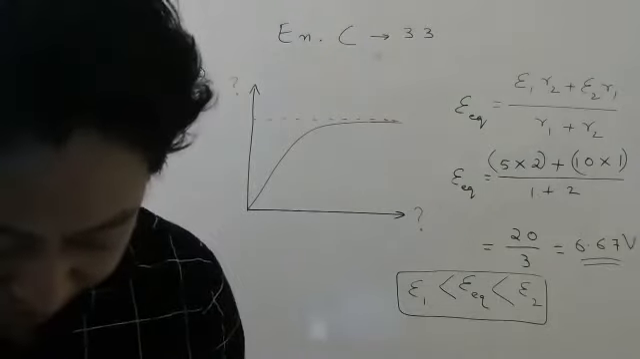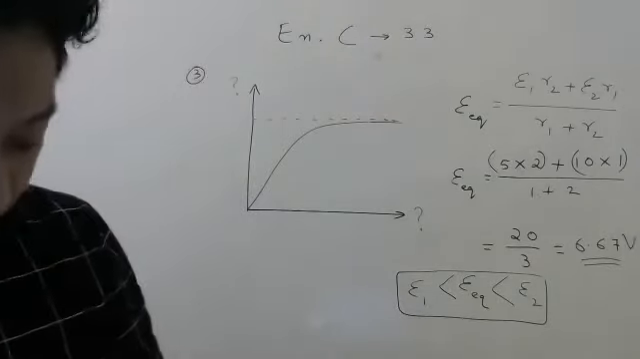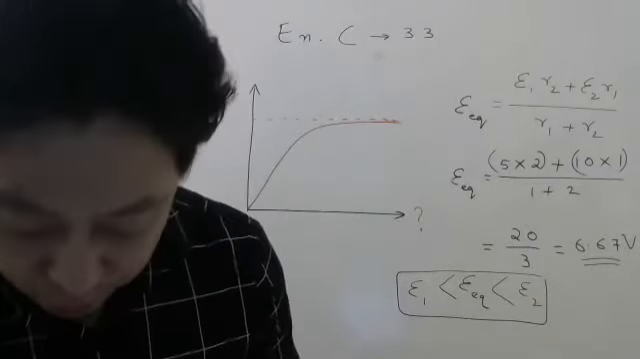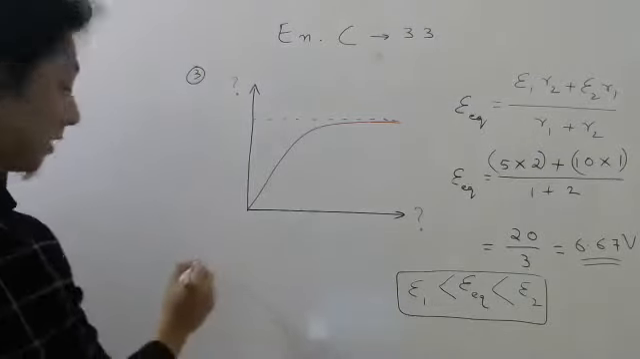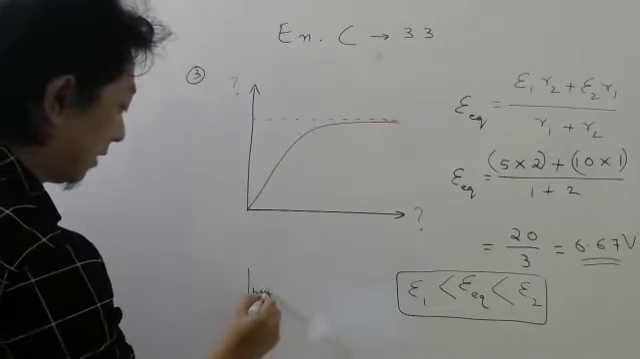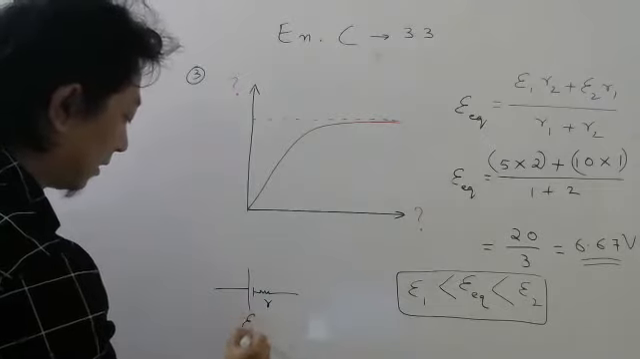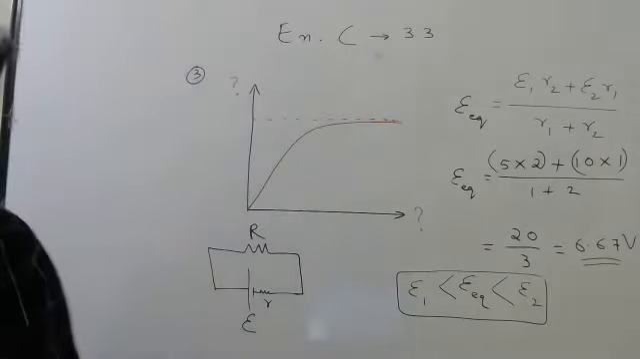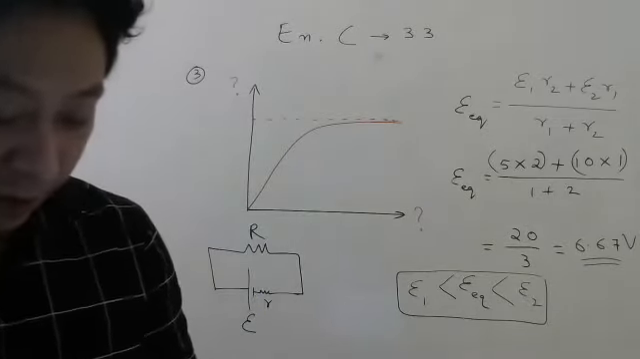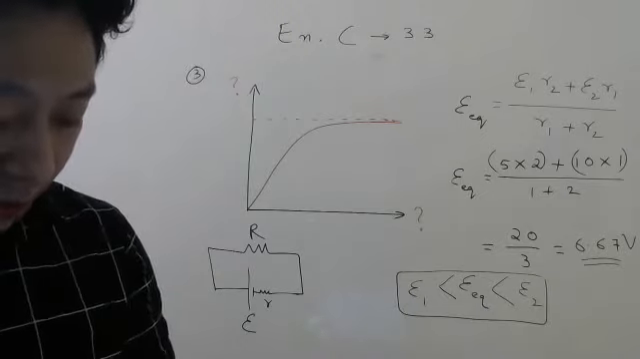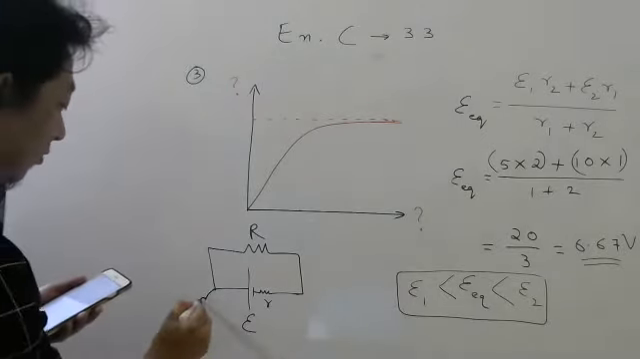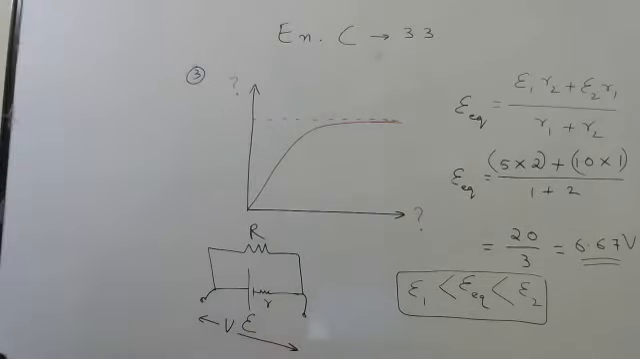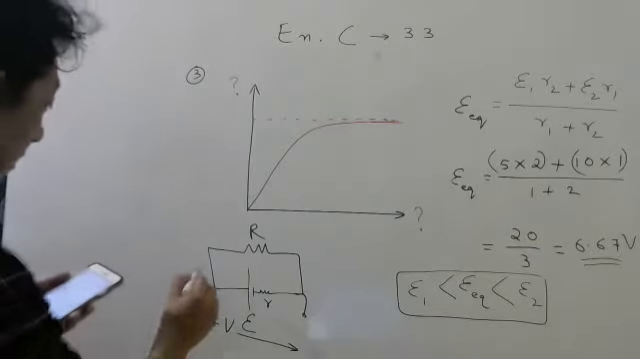Let us see the question. Let us read it. The given graph is in relation to a cell connected to an external resistance. So let us draw a diagram: cell, some internal resistance and external resistance. So this is the circuit. The EMF of the cell is E. Terminal voltage is capital V. Terminal voltage means voltage here. Current is I.